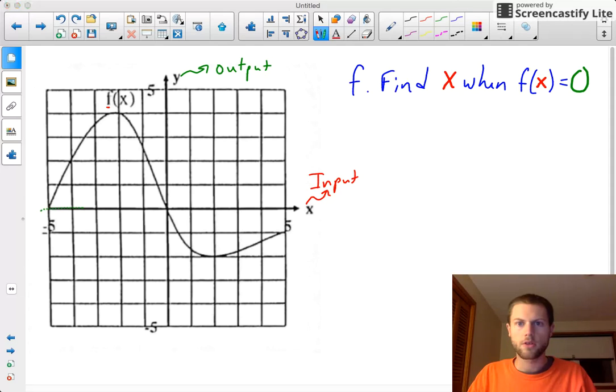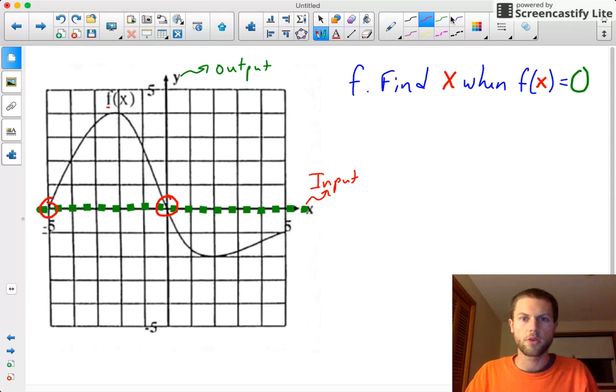So what I'm doing here is I'm going to make this nice and big, I'm kind of tracing along the y equals 0 line, and I'm looking at my function, and I'm looking for intersections. I see that my function has an output of 0 here and over here. So that means there are two different inputs that would produce an output of 0. And let's see what those values are.